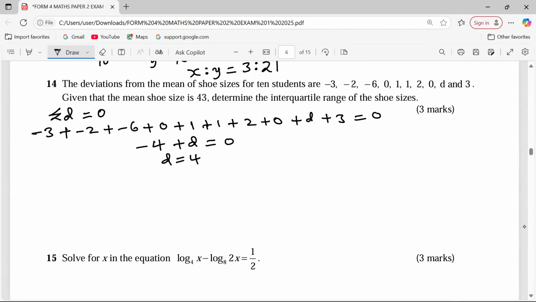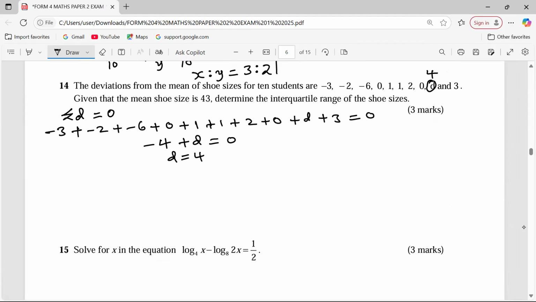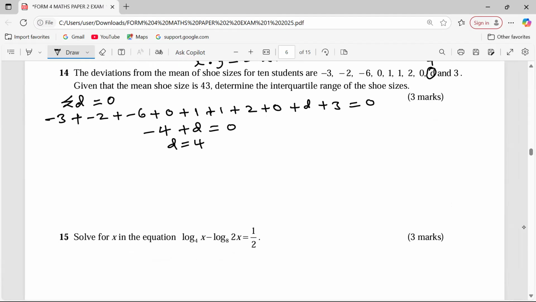So now we have all the deviations. This one is a 4, so that in case we add up all the deviations, we shall get 0. This -5, -11. Yeah, I think it's okay. So the value of D is 4. After getting that, now we are supposed to get the interquartile range for shoe sizes.